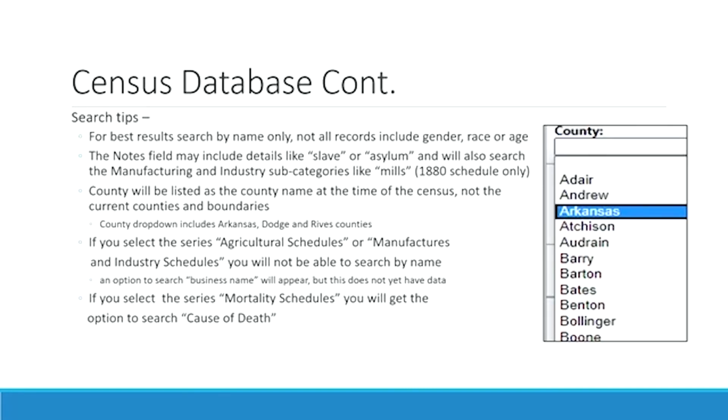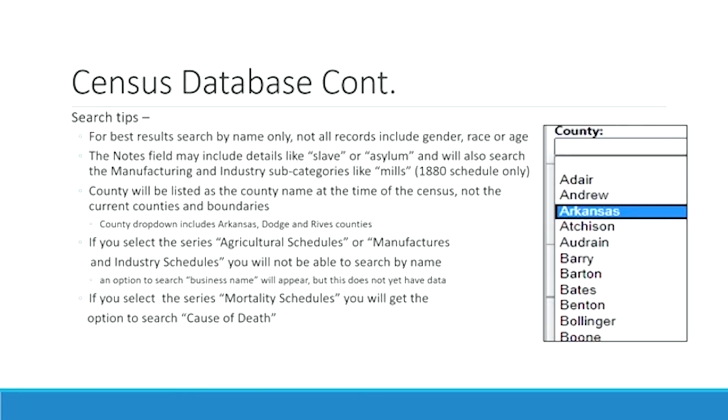The other thing is the counties will be listed as the county name at the time of the census, not the current counties and boundaries. Because of this, the county drop down includes Arkansas County, Dodge County, and Reeves County, none of which still exist in Missouri. Depending on the time period, Lawrence County in this drop down, if it's early territorial census, will actually consist of most of northern Arkansas as opposed to modern Lawrence County. So those are things that you want to be aware of. Be aware of when your county was created.